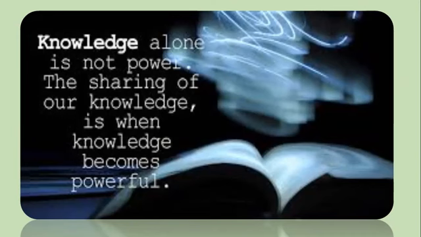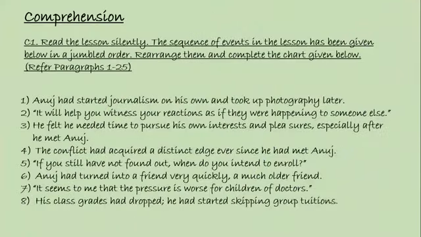So let's move ahead and discuss the question and answers of this chapter. We have C1 comprehension. Under that, we have to read the lesson silently, and the sequence of events in the lesson has been given below in a jumbled order. Rearrange them and complete the chart given below. So here you can see 8 sentences which are jumbled. They are not in a series as it happened in the chapter.